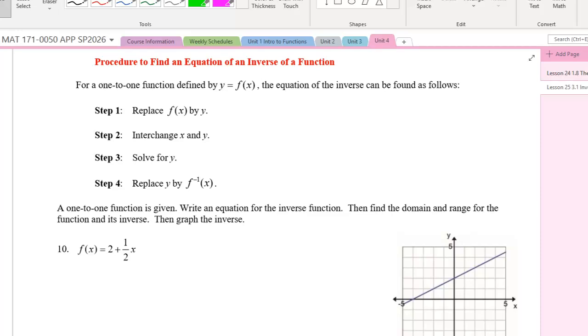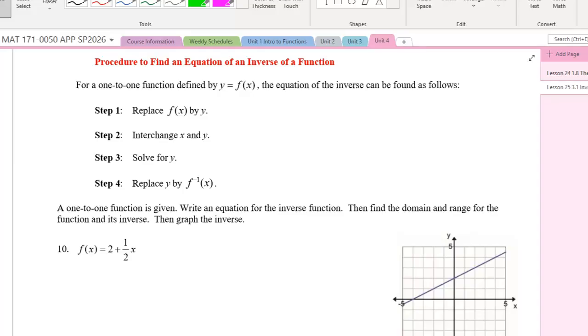So in these examples, what we're asked to do is actually find the inverse of a function. First, the function has to be one-to-one to even have an inverse. This function is a one-to-one function. We see the graph over here. It is a line, and all lines except for horizontal and vertical lines are one-to-one functions.